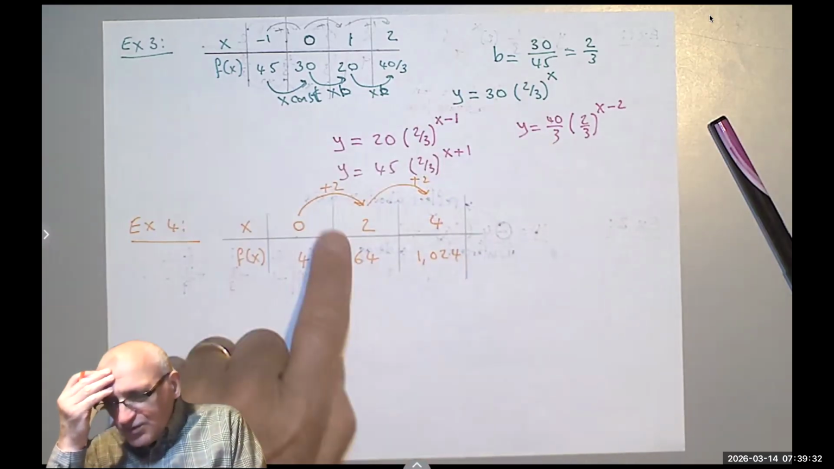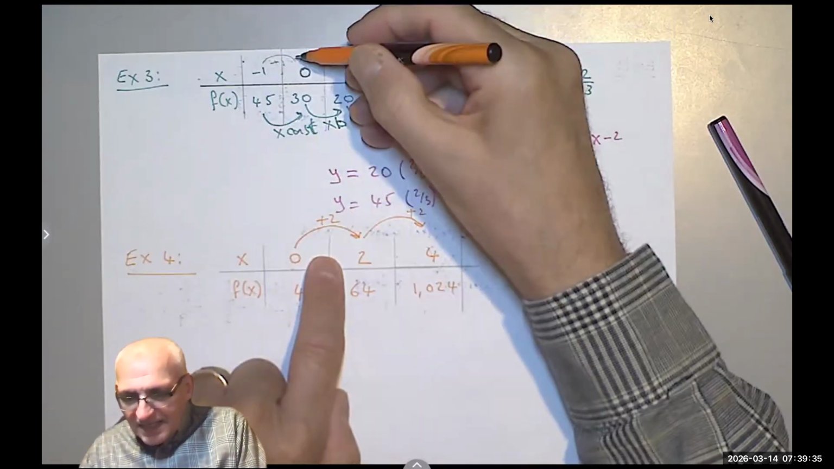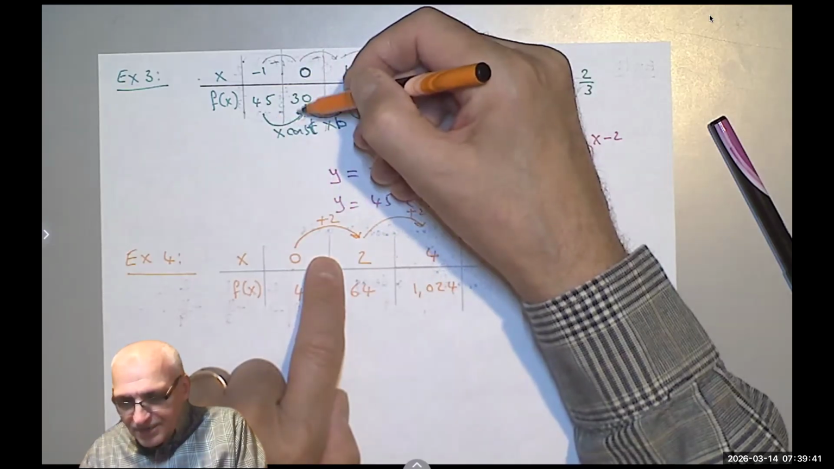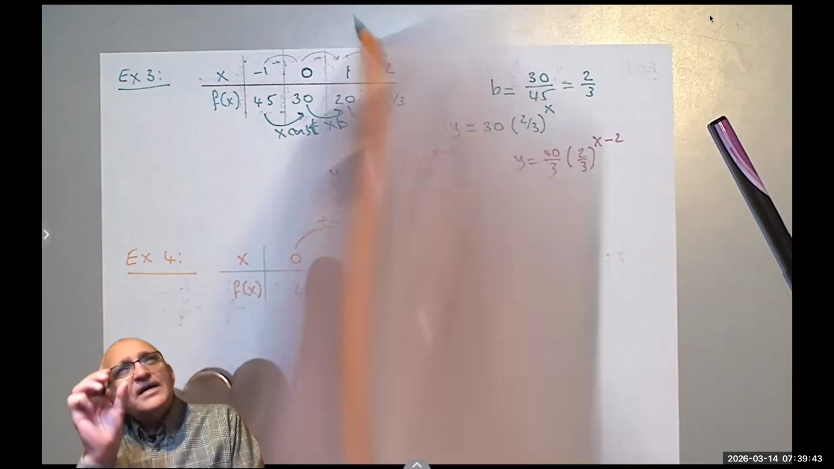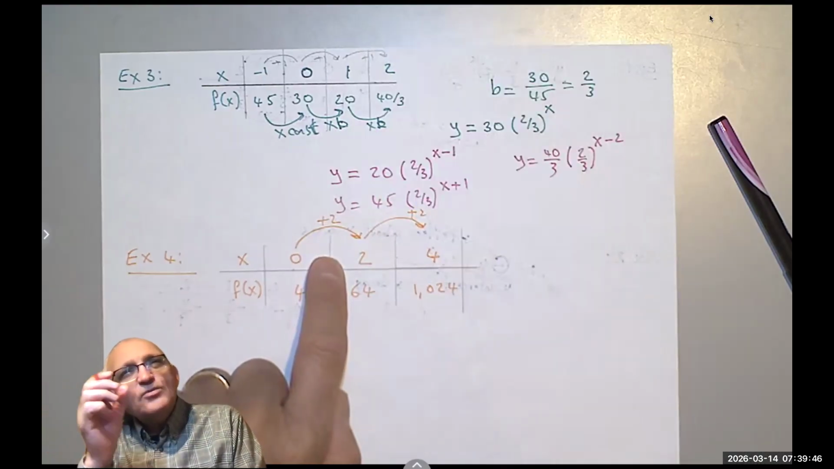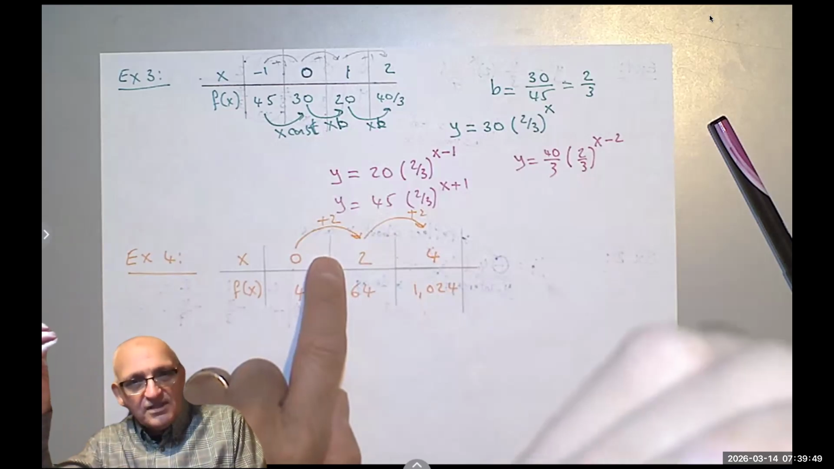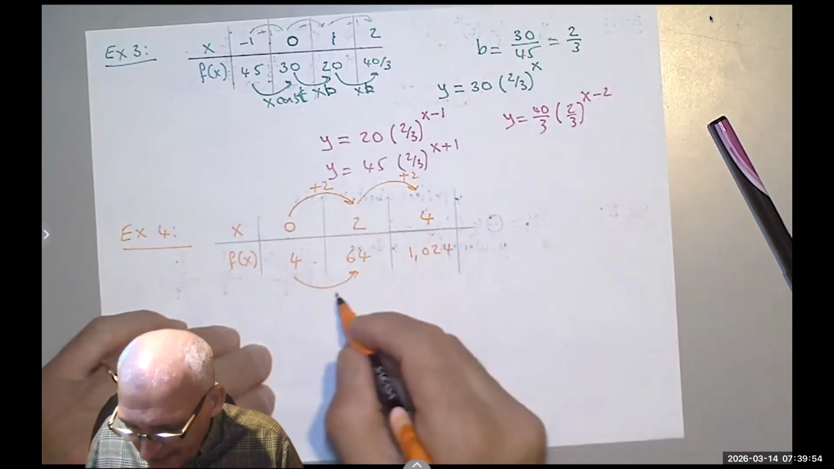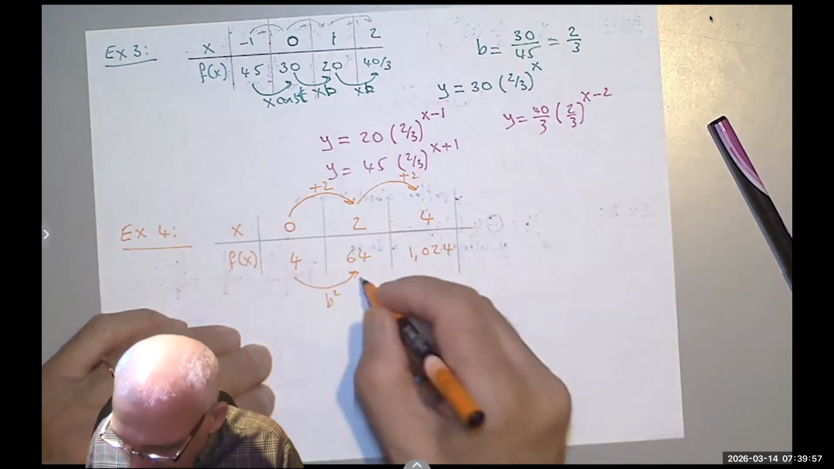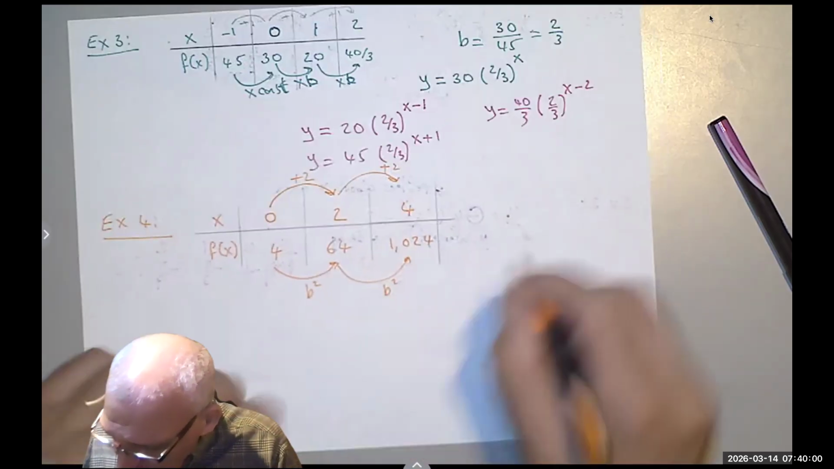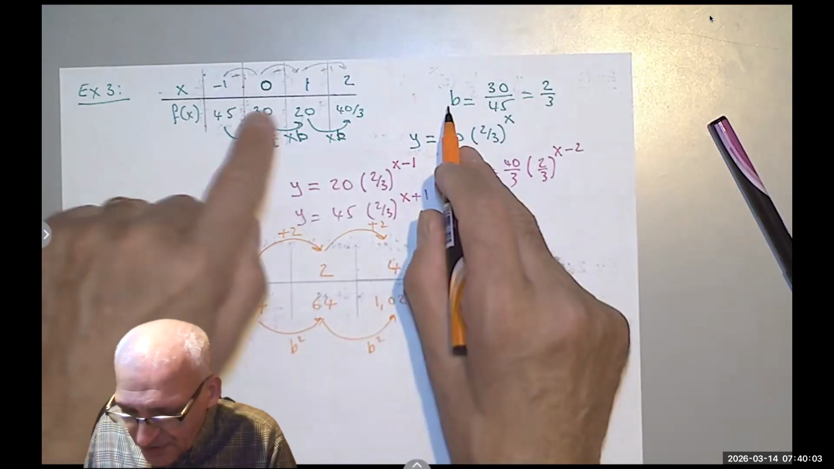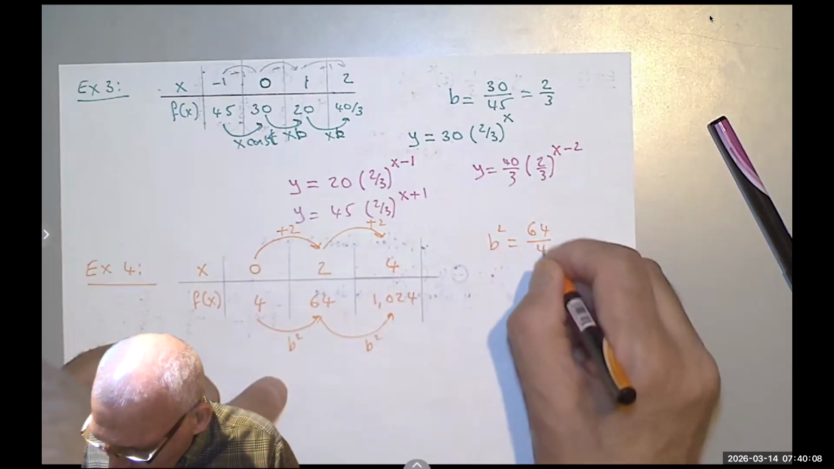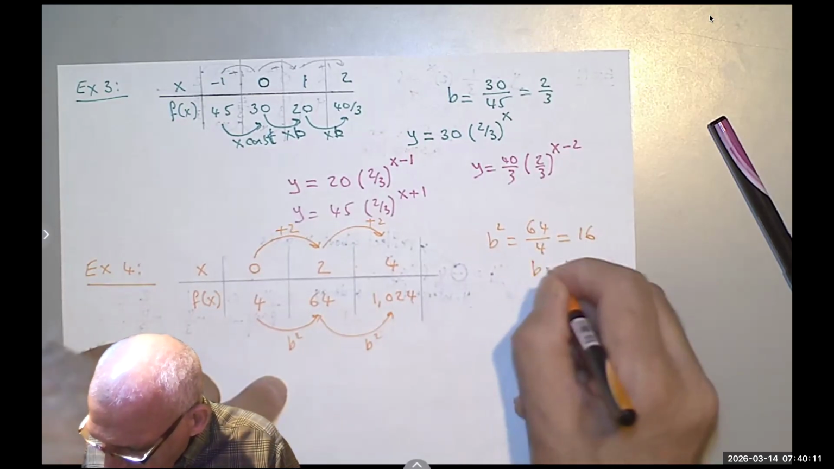You say, okay, when you were giving me 1, I multiplied by a number. So if I give me 2, I multiply by this number twice. When you multiply by the same number twice, it's like you multiplied by the square of the number, right? So now we say, this is not b, that's b squared, and that's b squared. So now, instead of saying b equals 30 over 45, I would say b squared equals 64 over 4, which is 16, so b is 4.